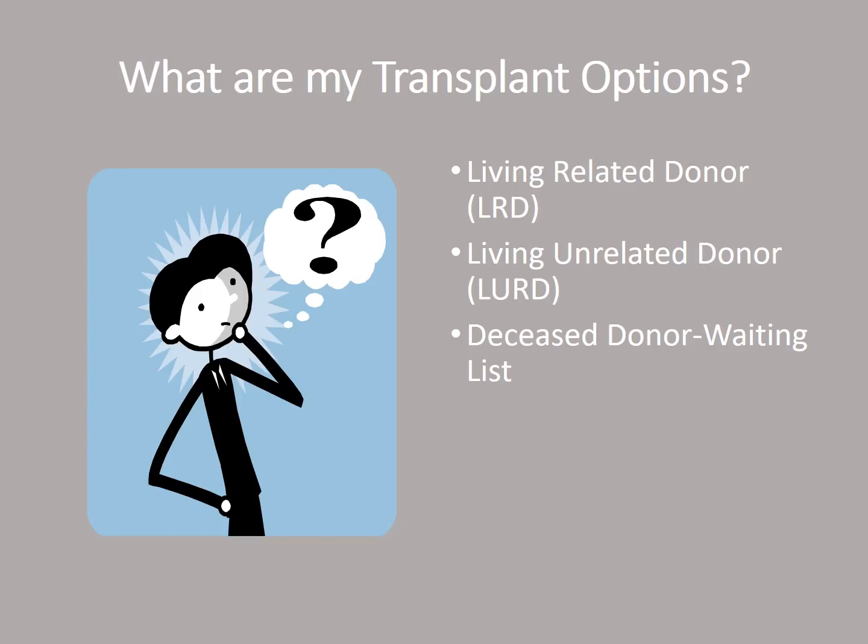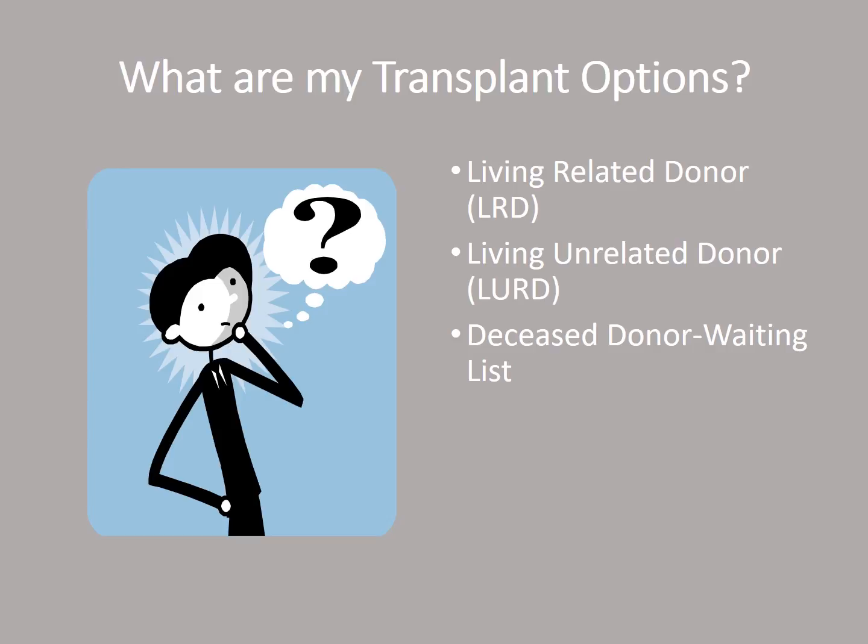One option is a living donor transplant, either from a family member, related, or a friend, unrelated. Living donor transplants involve the removal of a kidney from one patient, the donor, and the insertion of that kidney into the other patient, the recipient. The new kidney begins to work almost immediately after it is reinserted into a new owner.